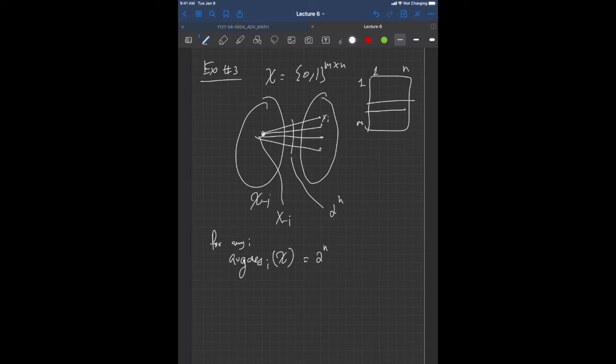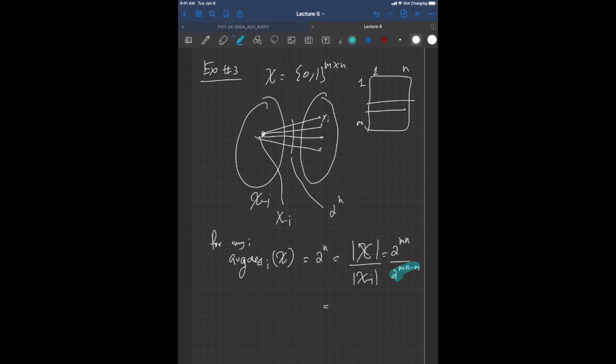Or you could just do the calculation. What is the cardinality of X? It's all m by n matrices, so that's 2 to the mn. And what's the cardinality of X minus I? It's all m by n matrices where the ith row is removed, so it's all m minus 1 by n matrices, so it's just 2 to the mn minus n.